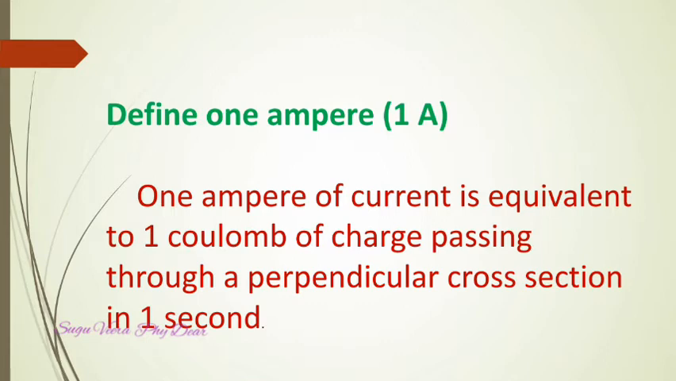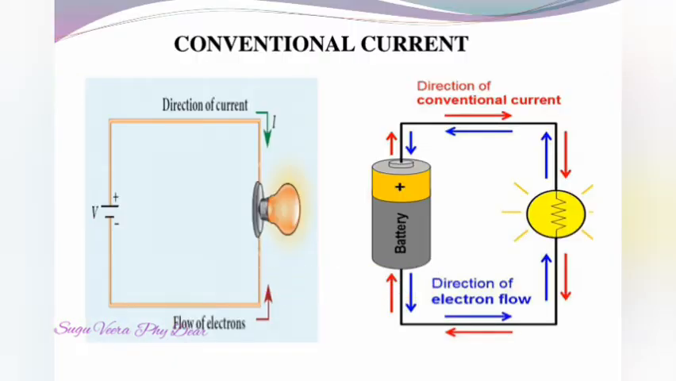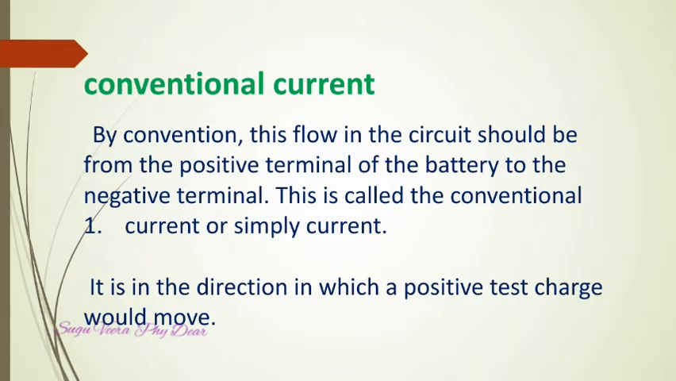Next, conventional current. The first one is a normal circuit, the second one is connected to a battery. The red line is the direction of conventional current, the blue line is the direction of electrons. Electrons always flow from negative to positive, and the direction of conventional current is from positive to negative. Here the external energy is the battery. Battery means potential difference. By convention, the current flow in the circuit is from the positive terminal of the battery to the negative terminal. This is called conventional current or simply current. Electrons are always moving from the negative to the positive terminal.